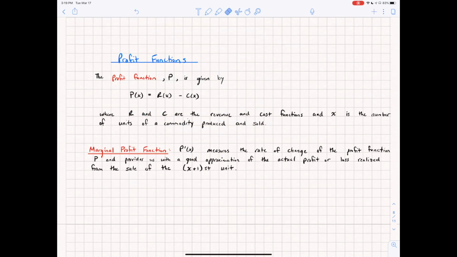Okay, so the last function that we'll look at and really try to interpret and work with in terms of derivatives and this idea of a marginal is profit functions. So profit functions take revenue and cost, two of the functions that we've been looking at prior, and is the subtraction between revenue and cost.